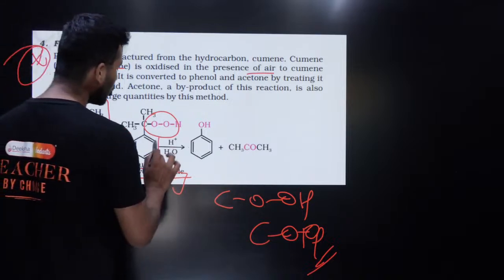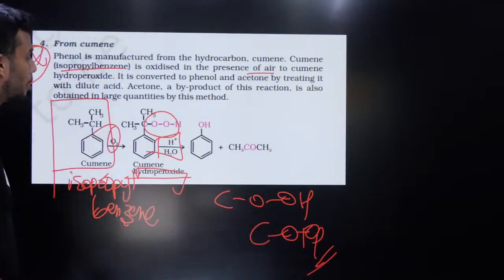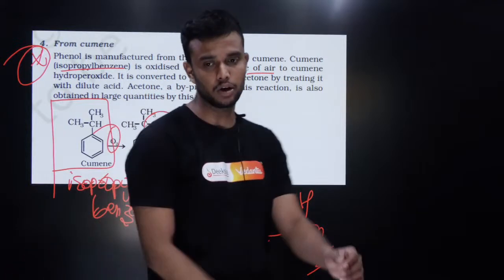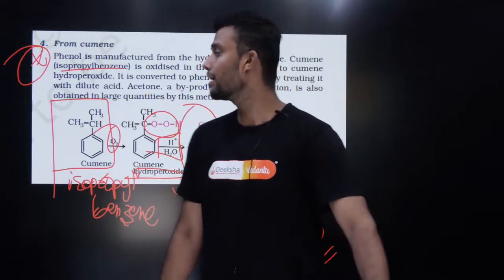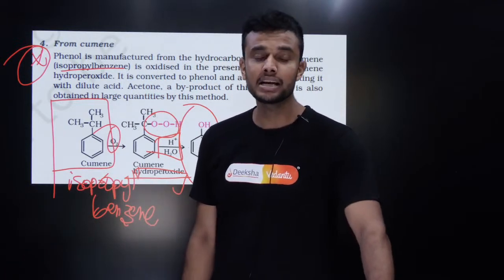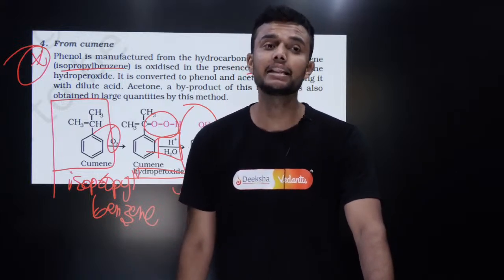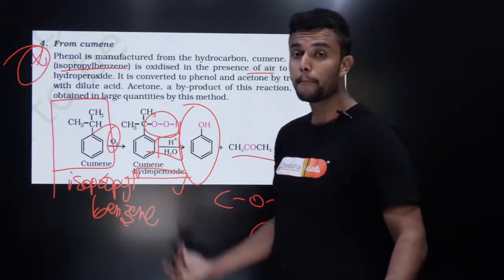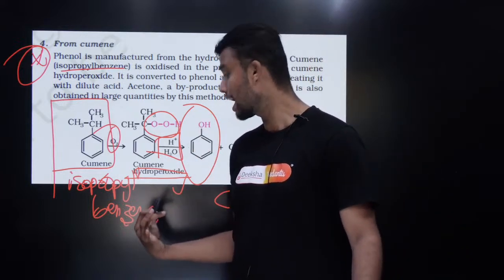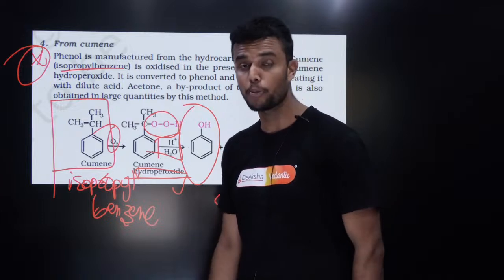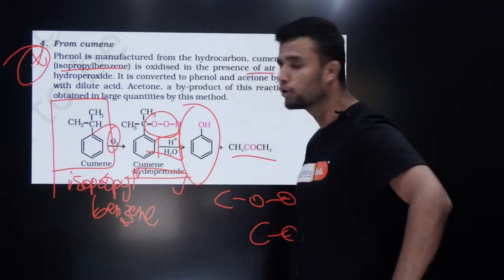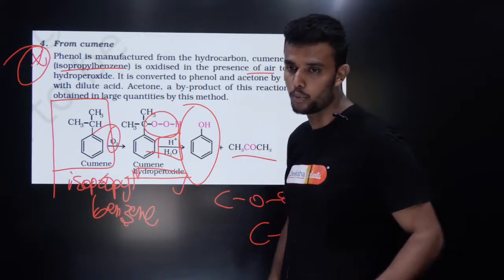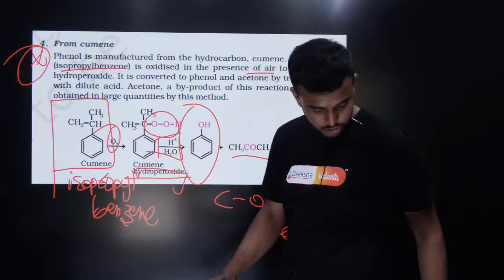Further it undergoes protonation, then we obtain a phenol compound with acetone. Phenol with acetone. Very simple. Cumene, which is nothing but isopropyl benzene, undergoes oxidation in the presence of atmospheric air. It forms a hydroperoxide, not hydrogen peroxide, hydroperoxide. Further, it undergoes protonation in the presence of water. Then it produces the phenol compound. Very simple. I hope it's clear, my dear students.